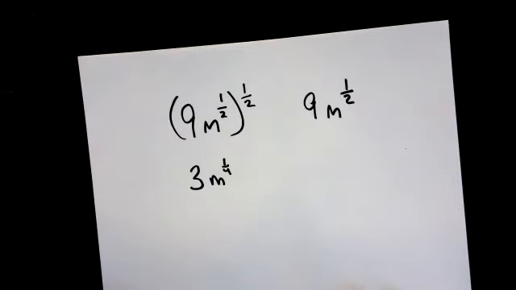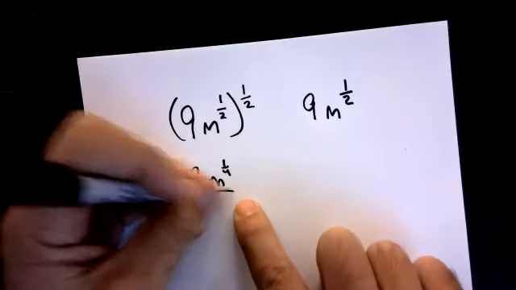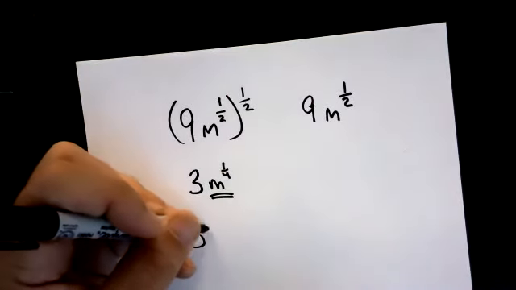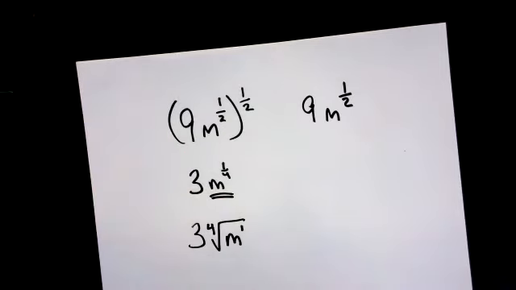Now, if they want us to write it as a radical, understand that if there's no parentheses, that power only applies to that variable. So then this would be the 4th root of m to the 1st. The 3 stays out in front.